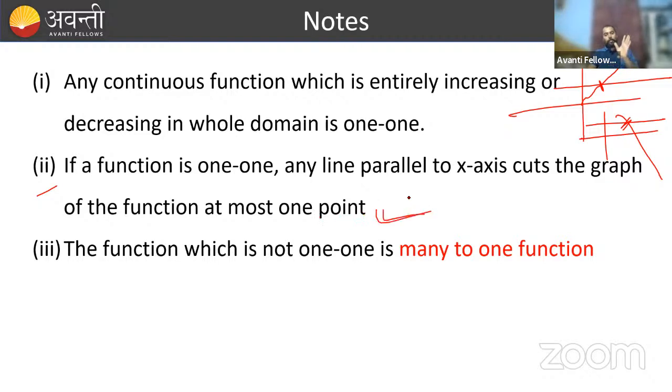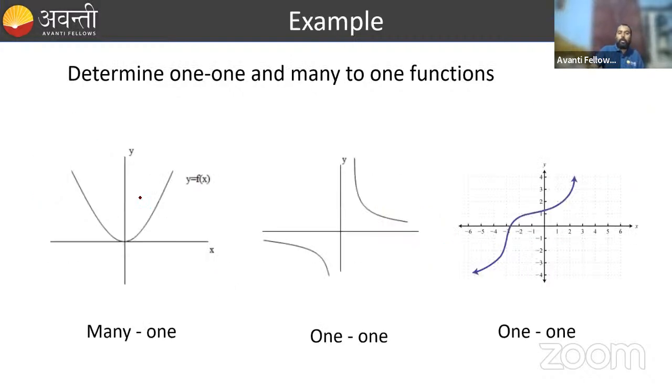Always remember, in the graph of all one-one functions, if you draw horizontal lines parallel to the x-axis, those horizontal lines will intersect the graph at a single point. The function which is not one-one is a many-one function. Already we have discussed. Let's move.